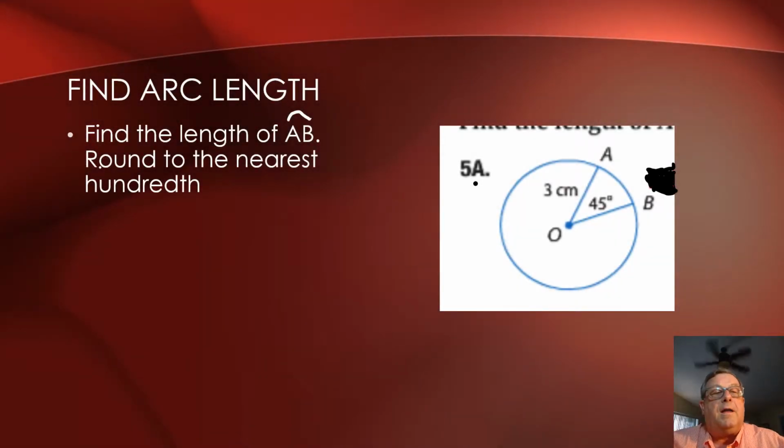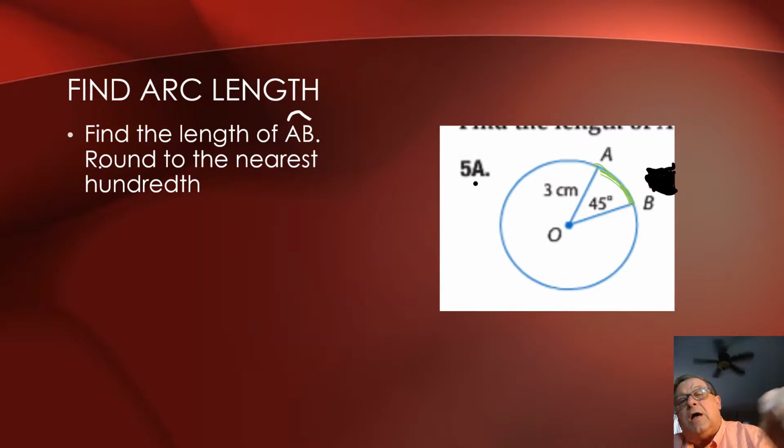Well, we've talked about finding the arc measure, but now we're going to work on finding the arc length. And the length is the distance between the two endpoints. And in this case, we're looking at AB. And it's the length expressed in linear units.